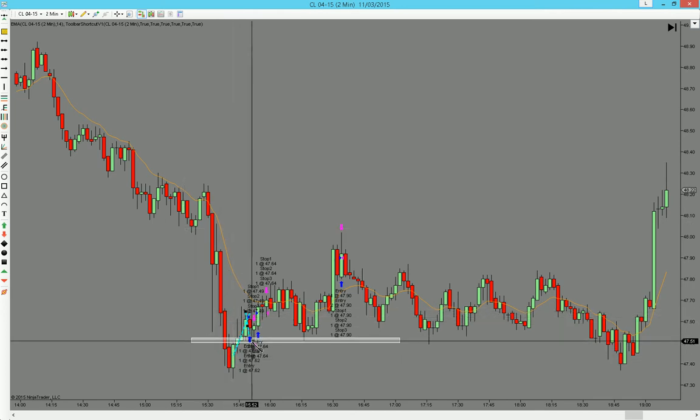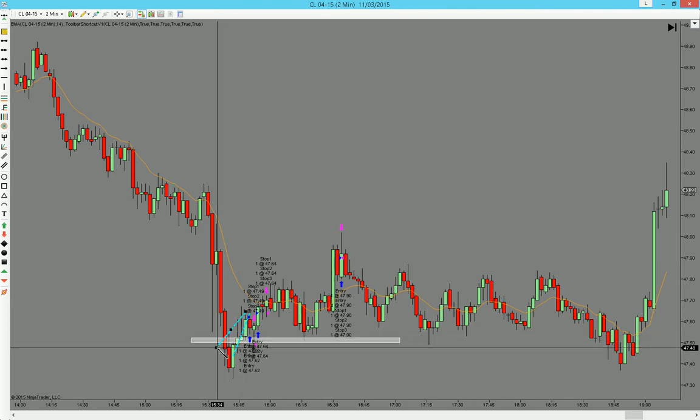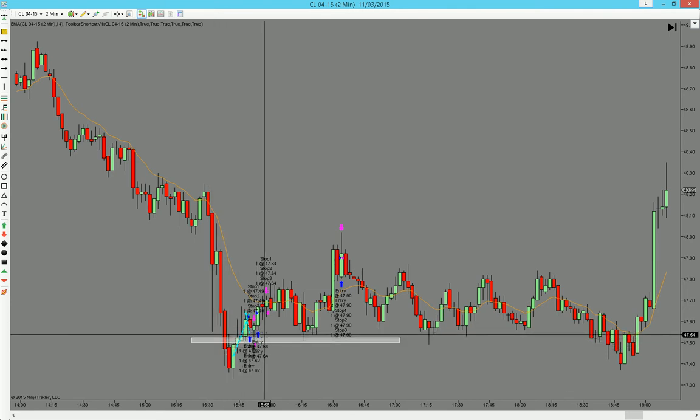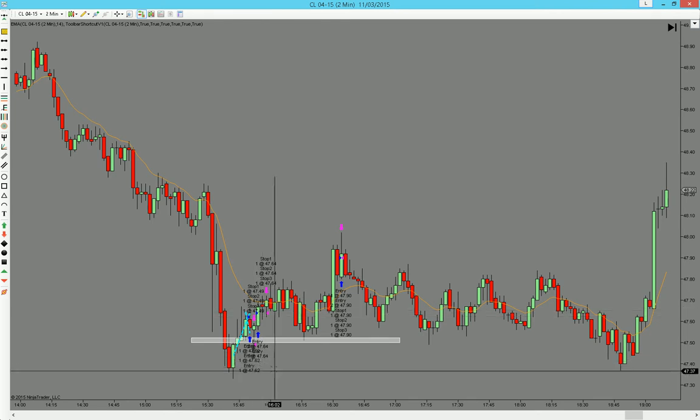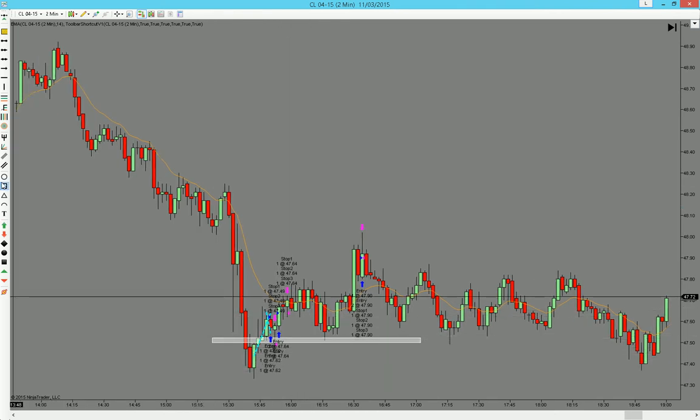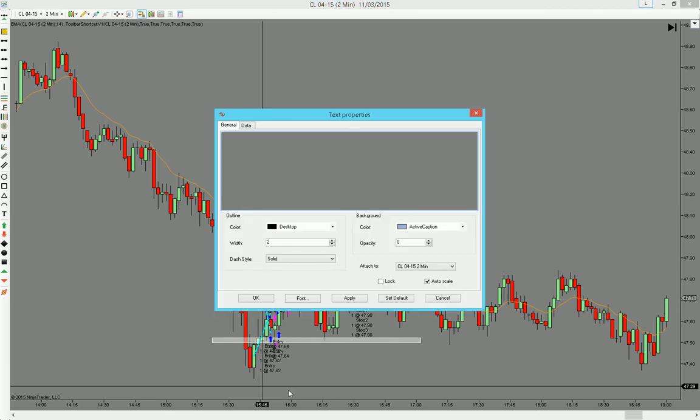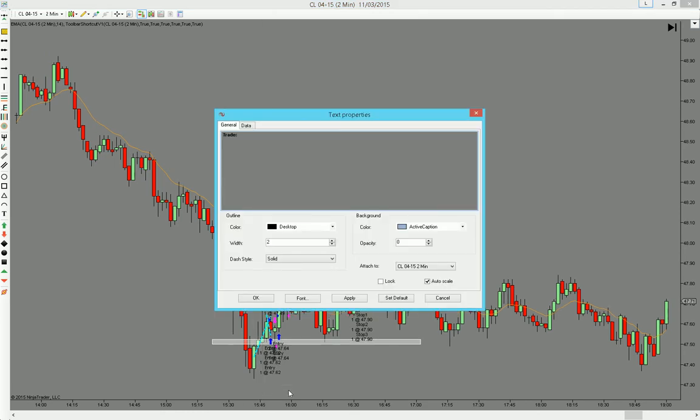Price bounced back up, came back to it here, missed it by a tick, the area, gave us the entry, but price decided again to come back and stop us out. So first trade of today, minus 13, minus 13, minus 13, total minus 39 ticks.